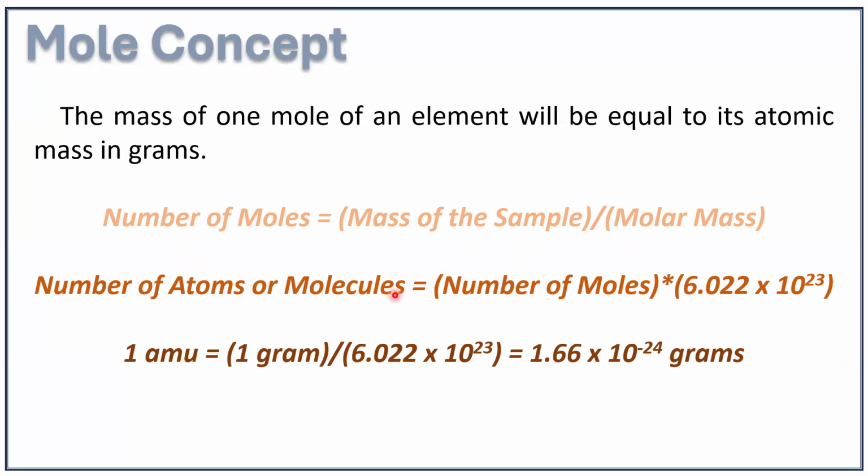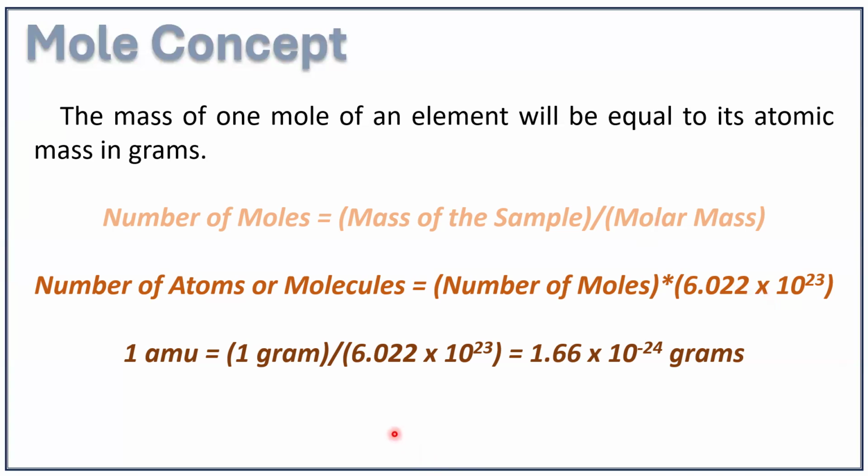The number of atoms or molecules will be equal to the number of moles into 6.023 into 10 raised to 23, or 6.022. Now we're going to calculate the number of atoms or molecules. Just multiply the number of moles of that particular atom or molecule with 6.023 into 10 raised to 23. That will give the total number of any atoms or molecules.